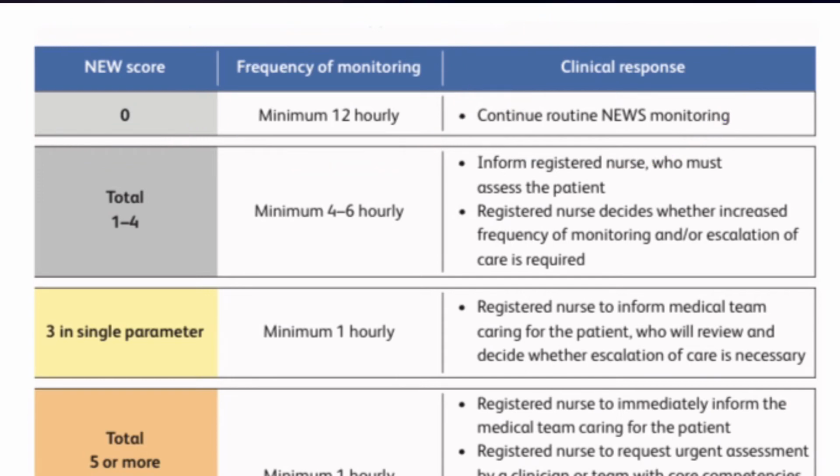Okay, this is the NEWS score of 0: minimum 12 hourly monitoring. Then the clinical response is to continue routine NEWS monitoring. If the NEWS score is 0, you can verbalize there is no need of escalation. You can put escalation no, because the NEWS score is 0, and you can do the observation every 12 hourly.